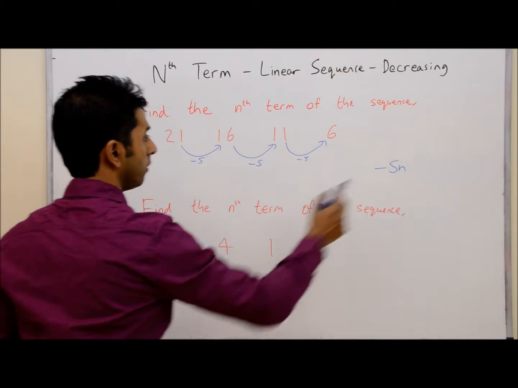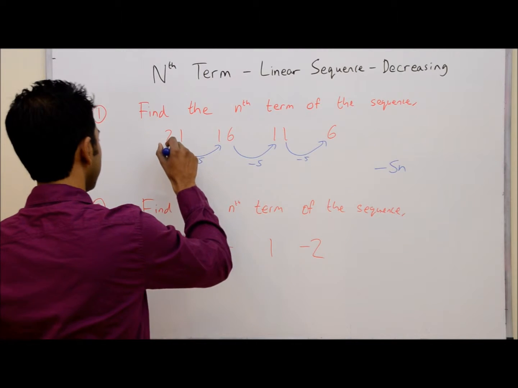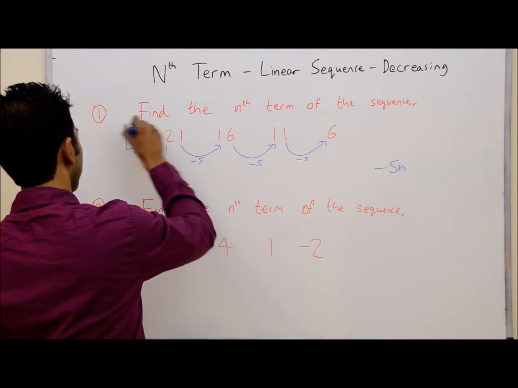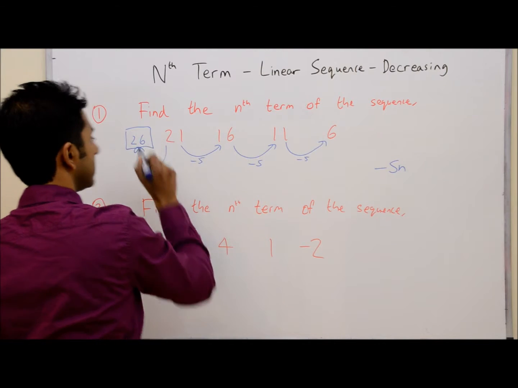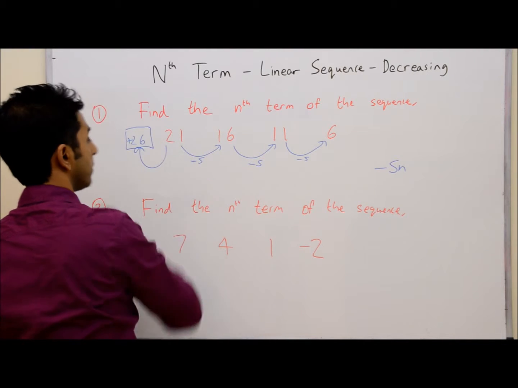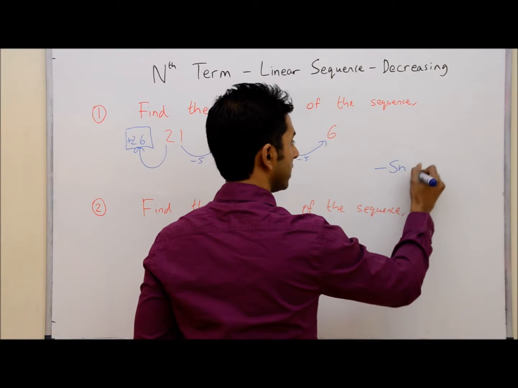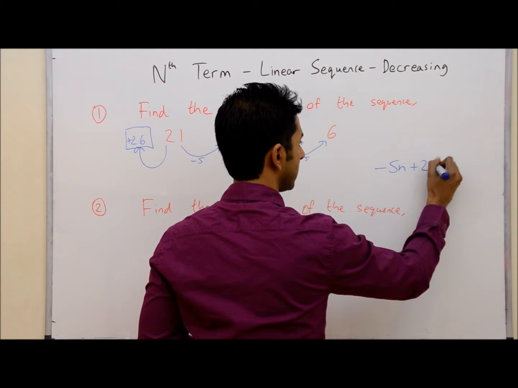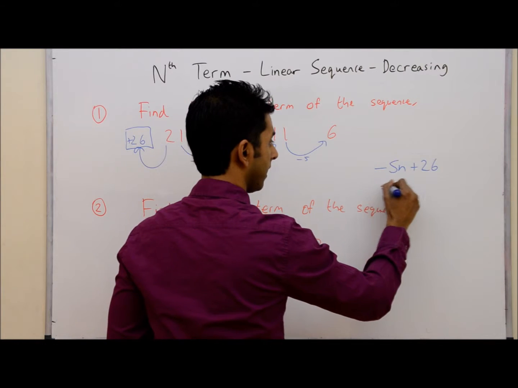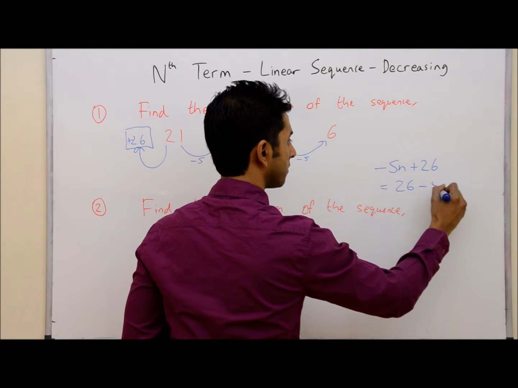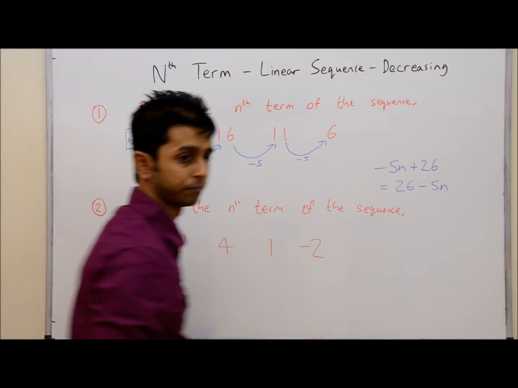And then we need to know what number goes after this. So the number that goes after this is what number would come before the 21. Well, if you work backwards, you just need to add 5, giving you 26. And that's a positive 26. So your formula is minus 5n plus 26. So that's the formula for the nth term of this. If you want, you can rewrite that as 26 minus 5n, that would also be correct.